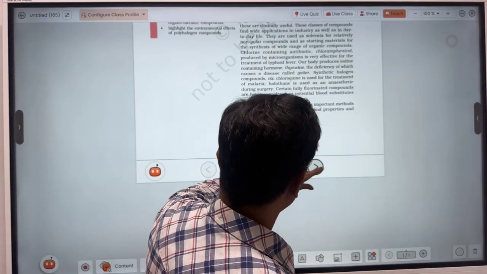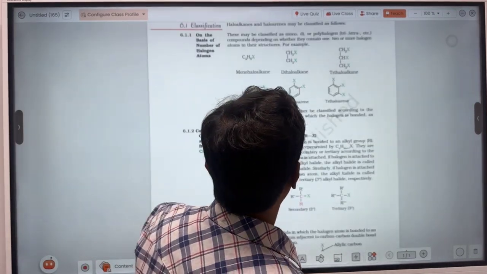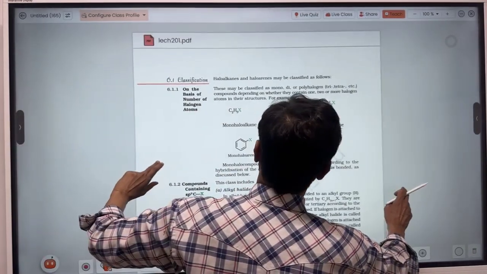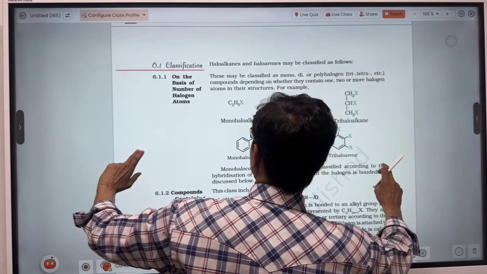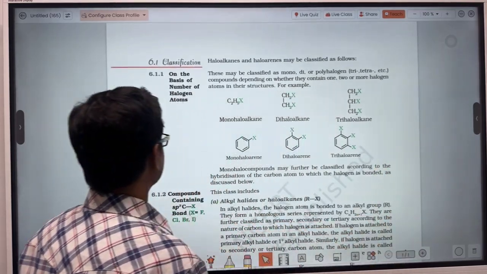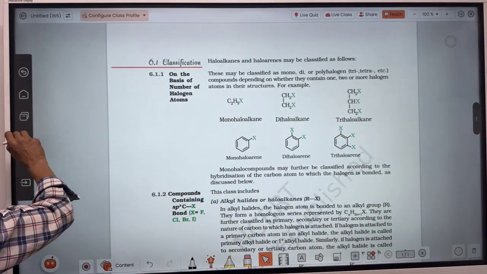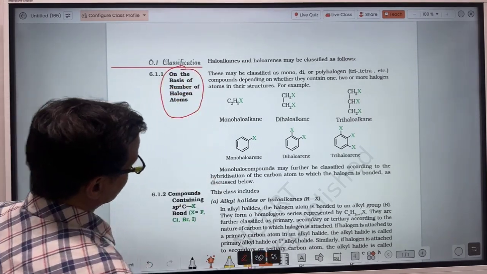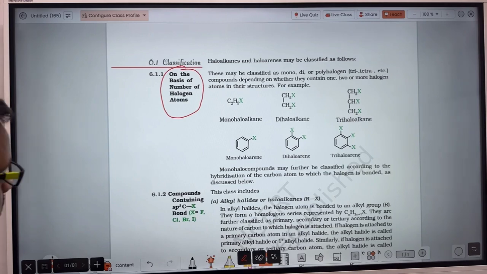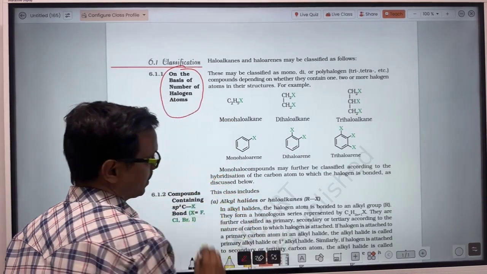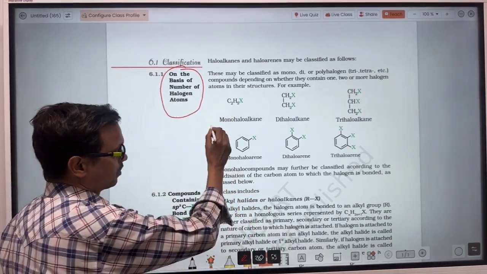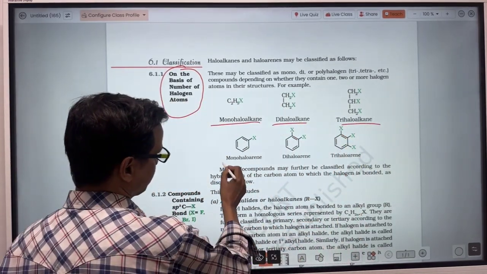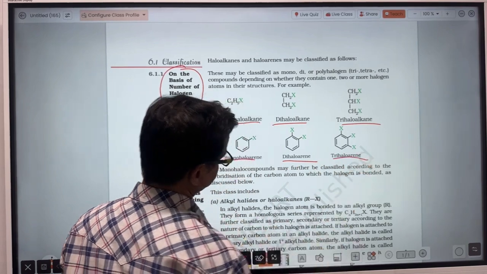Classification. Now we will go to the topic of classification of haloalkanes. Classification means how we will classify the compounds, as there will be a number of compounds. First is on the basis of number of halogen atoms. On this basis, a haloalkane can be classified into monohaloalkane, dihaloalkane, trihaloalkane. Same here: monohaloarene, dihaloarene, trihaloarene.